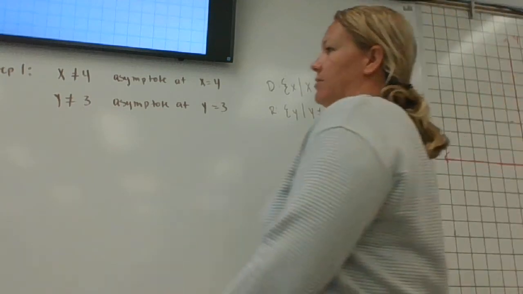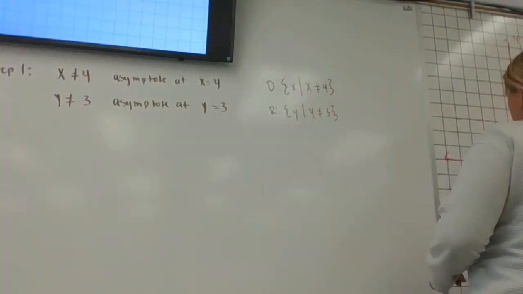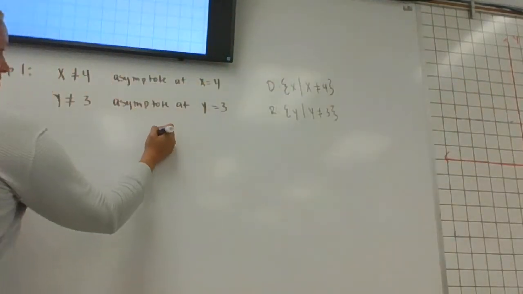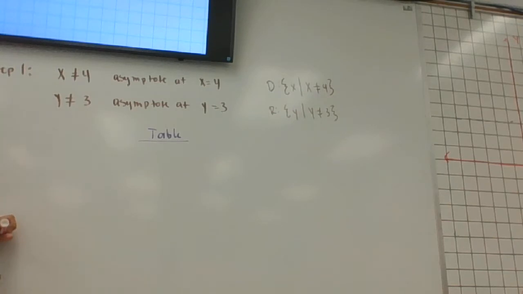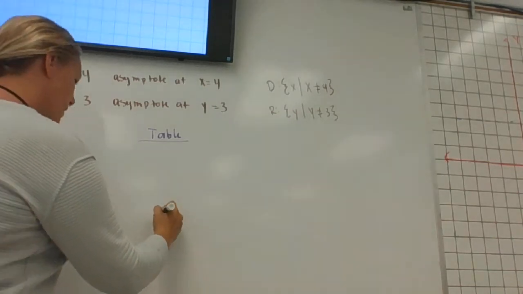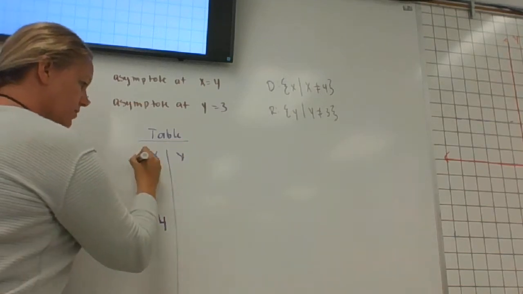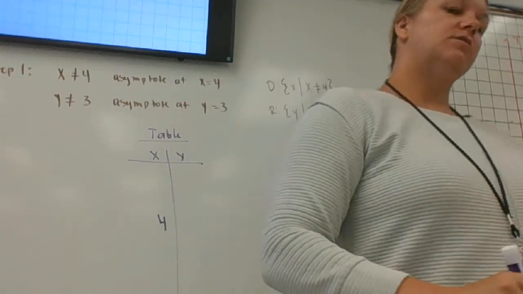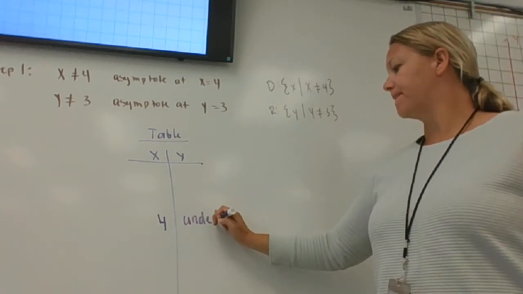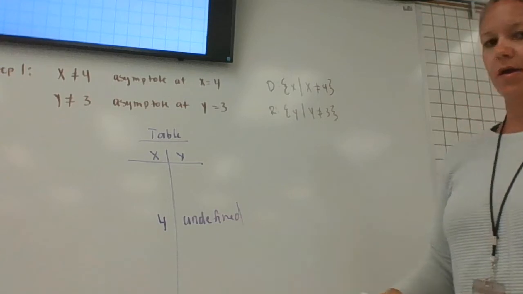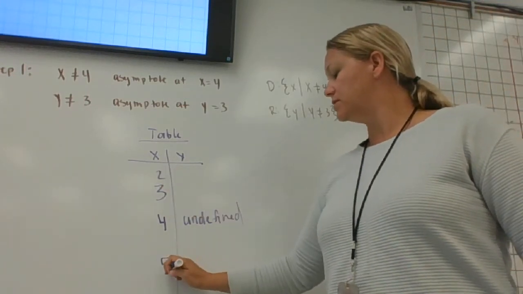How do you make a table? What goes in the table? We're going to put 4 in the middle. And next to 4, we're going to write undefined. And then we'll do 2 left and 2 right.